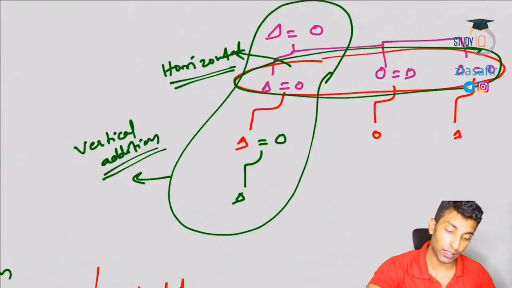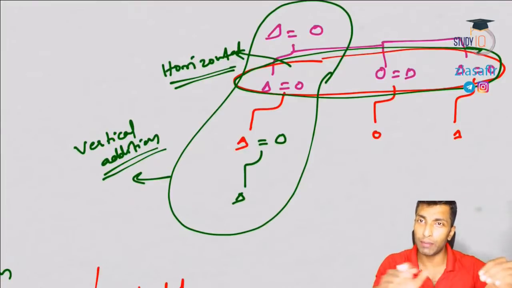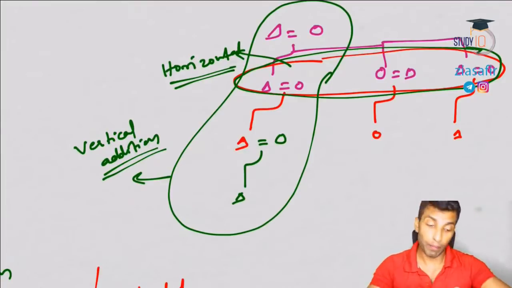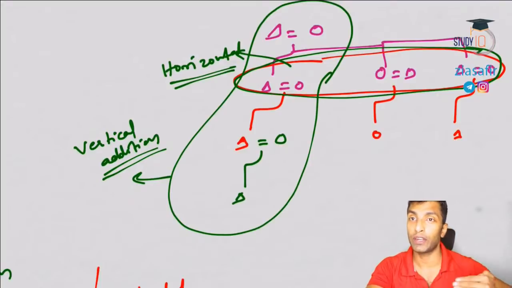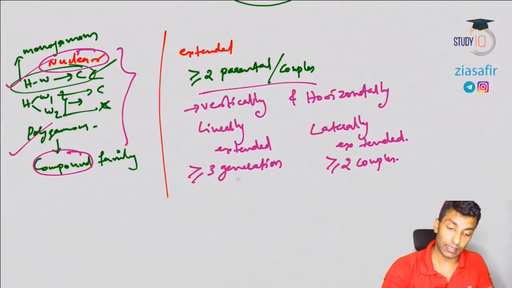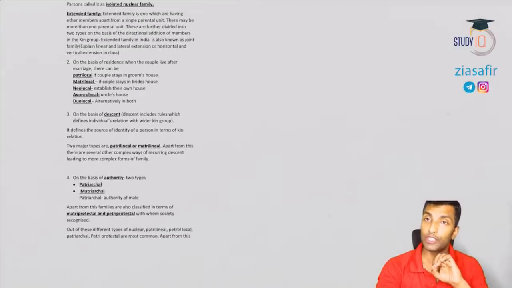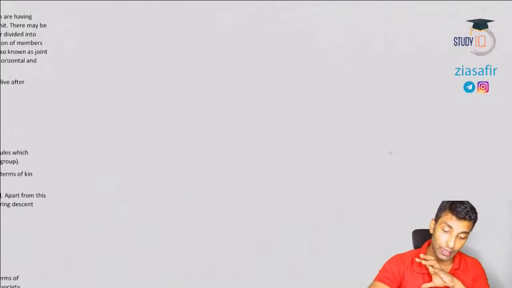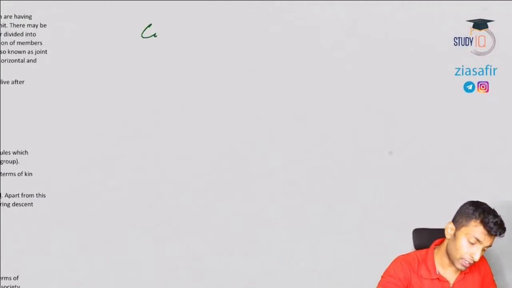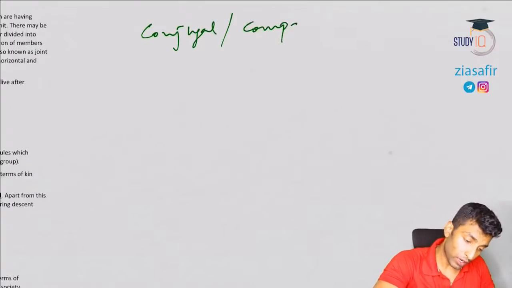These are brothers and sisters staying together. Here you can see different generations. In the case of horizontal, it can be the same generation but more than two couples. But in the case of vertical addition, it has to be different generations. I hope that is clear. So linearly extended, vertically extended. The first type of family classification is based on size: nuclear family and extended family. Now you will see other types like conjugal or companionate.